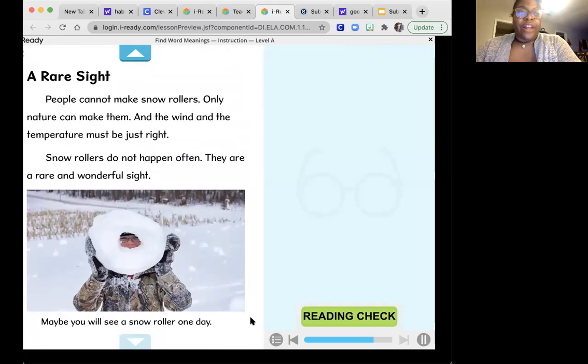A rare sight. People cannot make snow rollers. Only nature can make them. And the wind and the temperature must be just right. Snow rollers do not happen often. They are a rare and wonderful sight. Below is the text feature photograph, and below the photograph is the text feature of the caption. The caption reads, "Maybe you will see a snow roller one day." Let's check our reading.